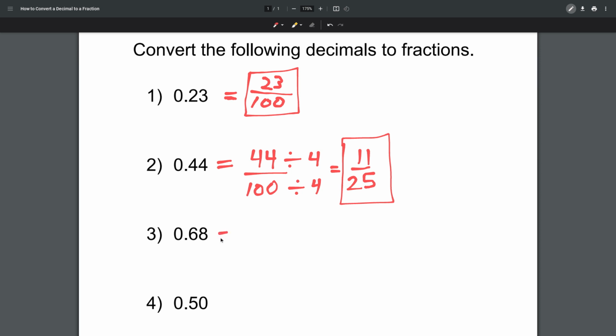Okay, the next one, again, it's over the hundredths place. So we're going to write this as 68 over 100. Okay, I'm thinking I can probably divide both by 4 again, so let's do that.